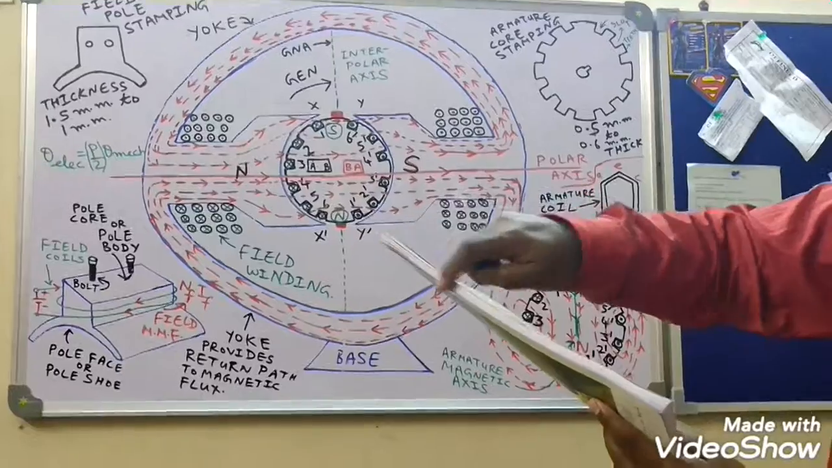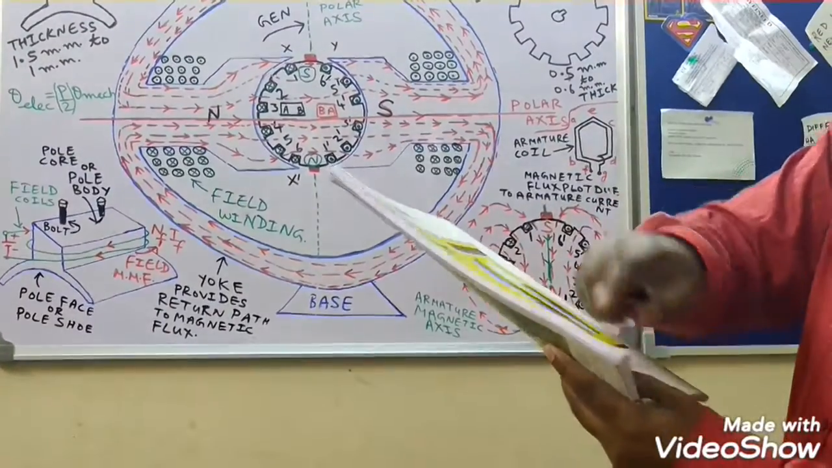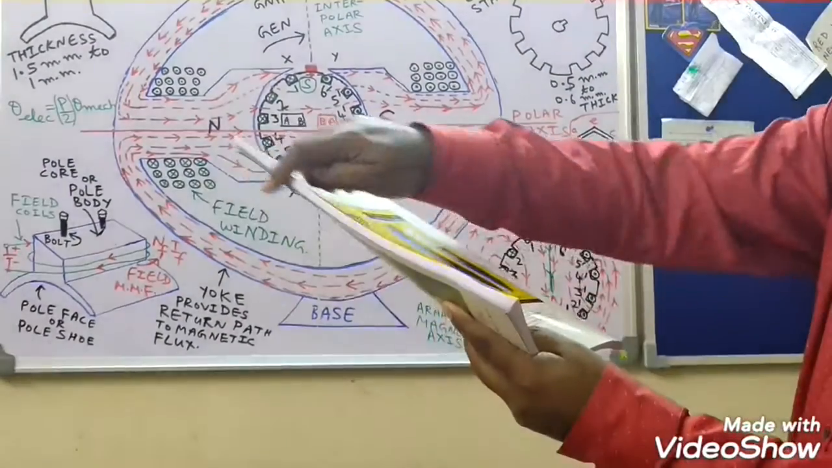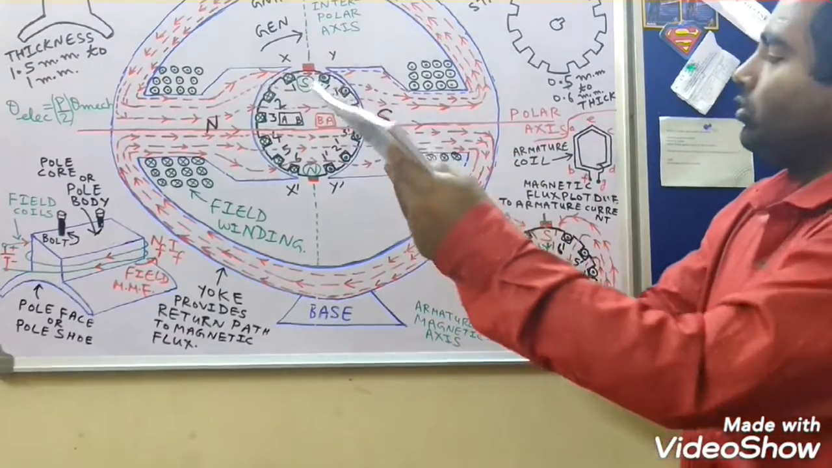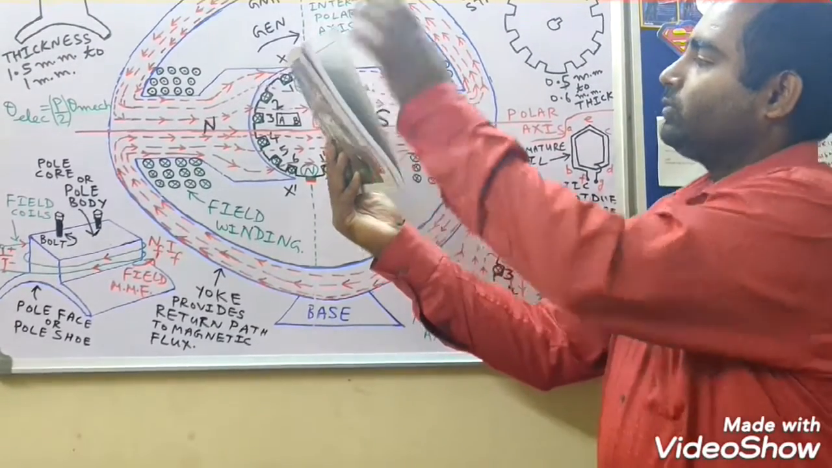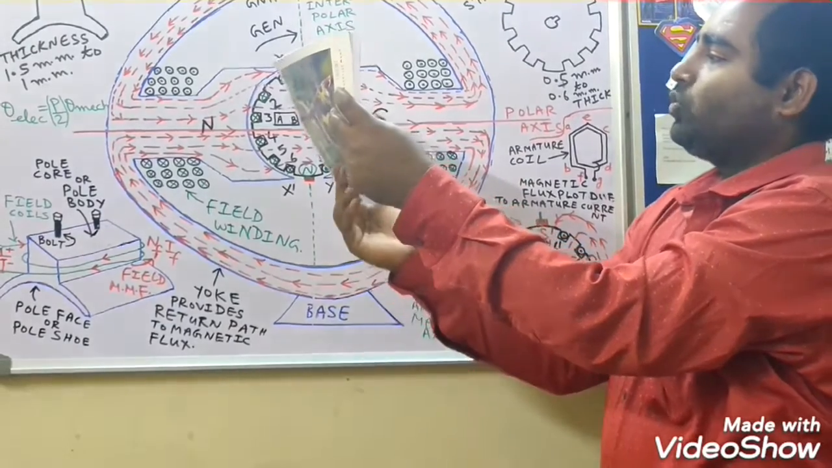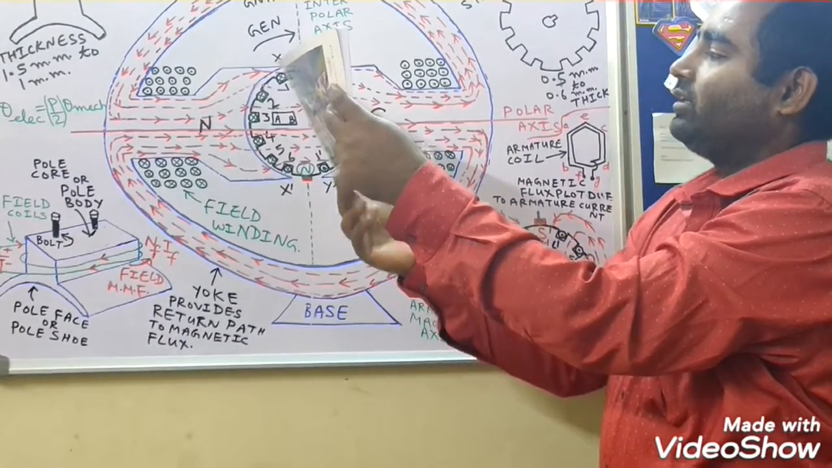Let's say this portion is your AB and this portion is your CD. So this is your CD, this is your AB. So the coil is like this. So this portion is AB, this portion is CD. So what is the magnetic axis for this coil?